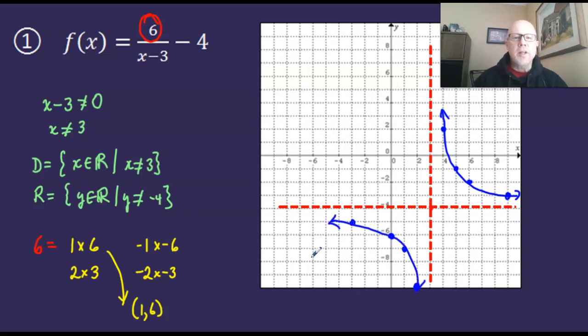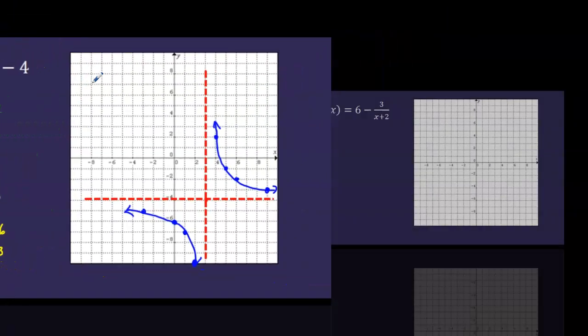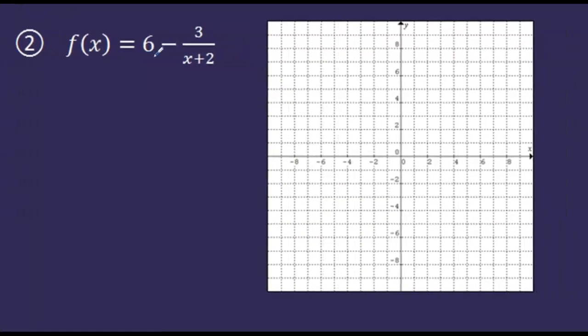And so that completes the two branches of the function 6 over x minus 3 minus 4. In our next example, the equation is written in backwards order here. So we're going to put the fraction first. We're going to rewrite this so that the fraction is first and then the 6 is at the end.